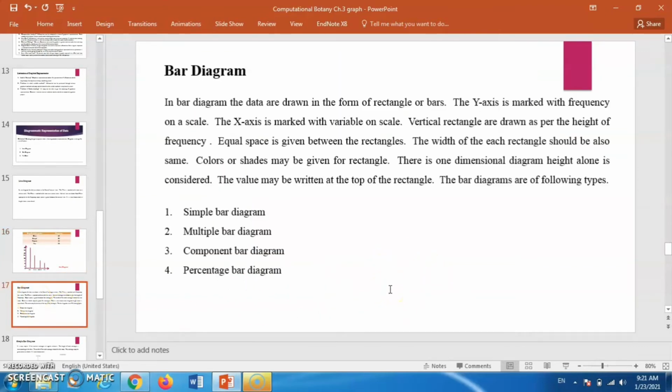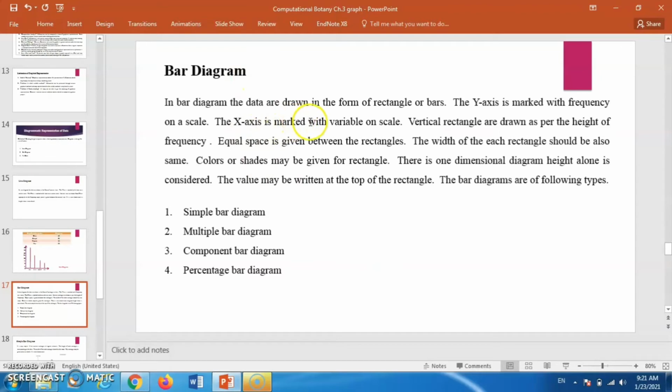Number 2, bar diagram. Bar diagram and histogram are about the same, but the difference is that here the rectangles drawn on the x-axis are separated by a certain distance, and in a histogram they are close to each other like this.